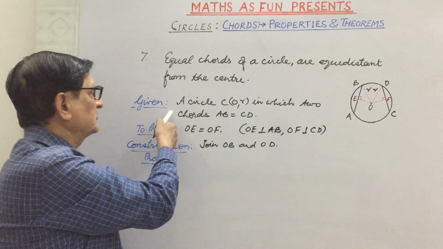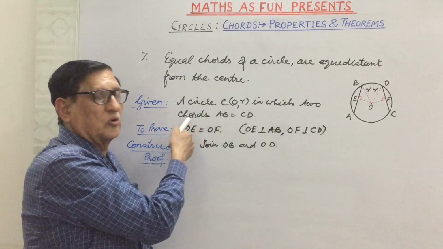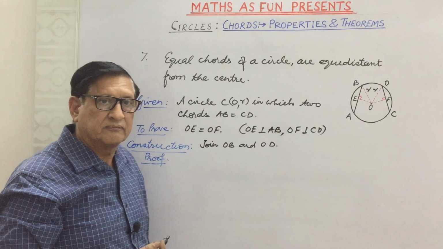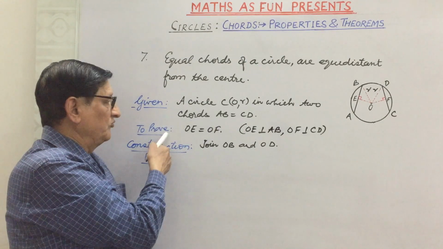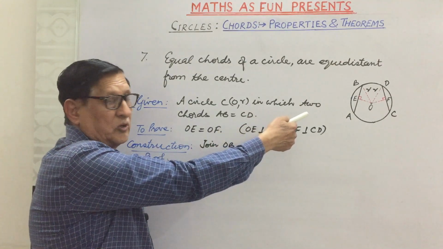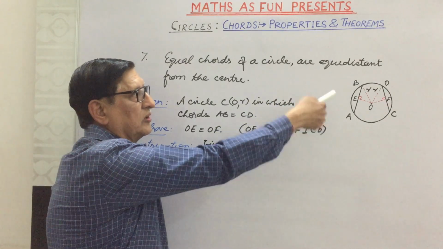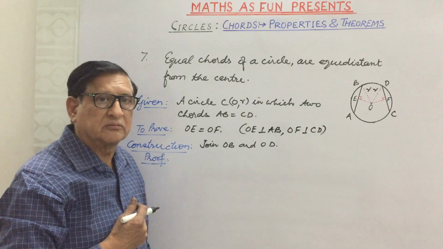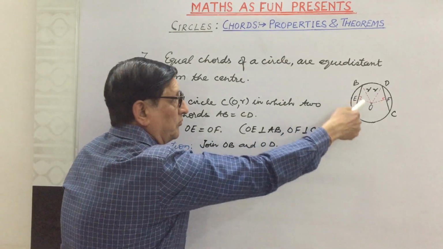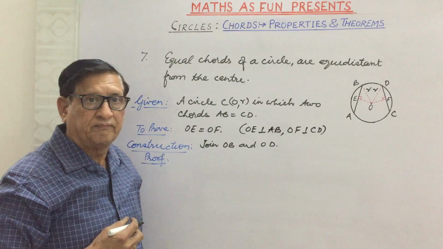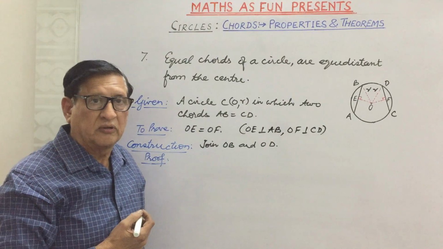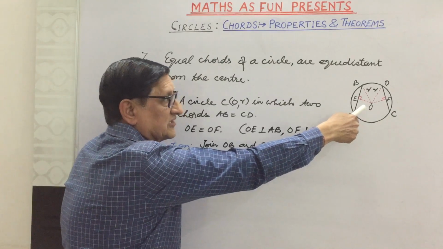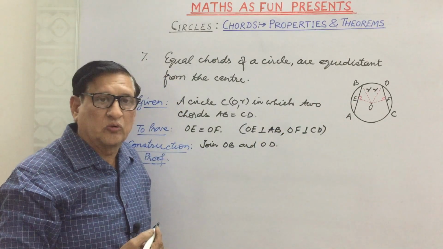So what is given to us? A circle COR in which two chords AB and CD are equal to each other, AB equal to CD. Then we have to prove that OE is equal to OF, OE is perpendicular to AB and OF is perpendicular to CD. Now here we need a construction, and that is join OB and OD. Now coming to the proof. We know that if we draw a perpendicular from the center to a chord, it bisects the chord.